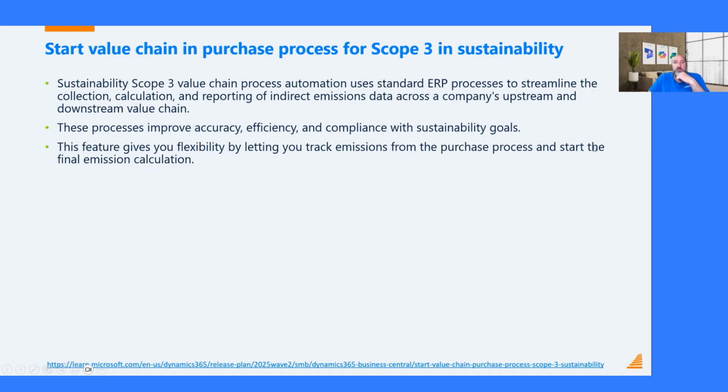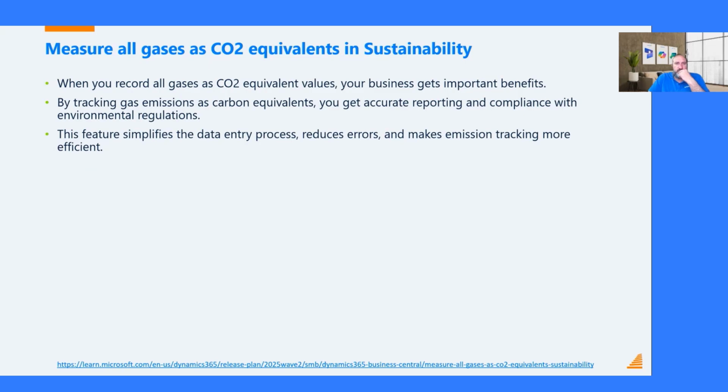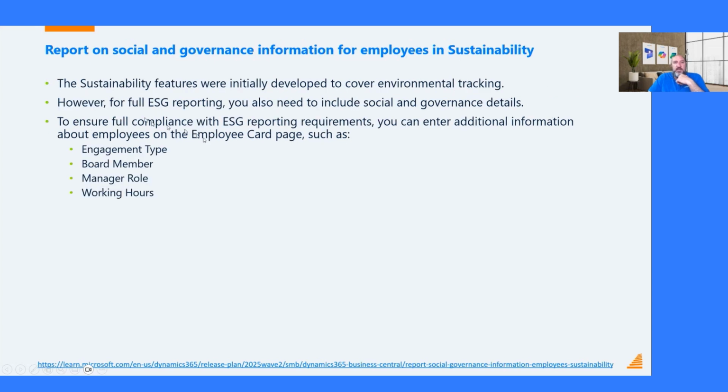Start value chain in the purchasing process for scope 3 and sustainability. Track energy consumption in your sustainability. You now have the ability to say what type of energy you consumed. Was it solar, wind, or fossil fuels? You can also keep track of all gases and CO2 equivalents in your sustainability. You can report on social and governance information for employees.